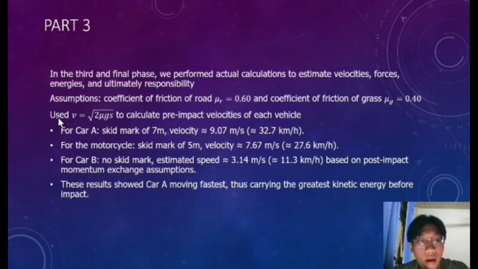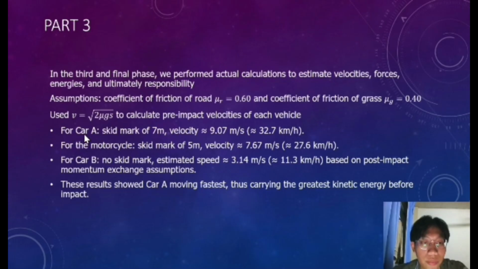For this, we use the formula V = √(2μgs), where V is velocity, μ is the coefficient of friction for either the road or grass, g is the gravitational acceleration, while s is the displacement, to calculate the pre-impact velocities of each vehicle.